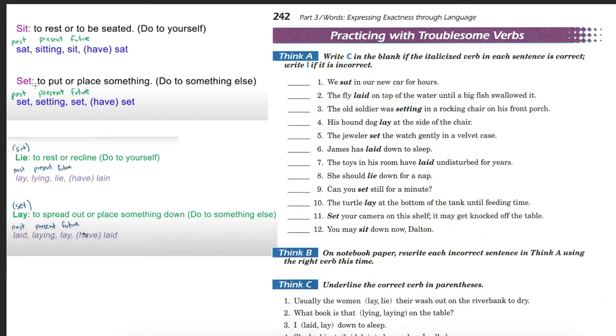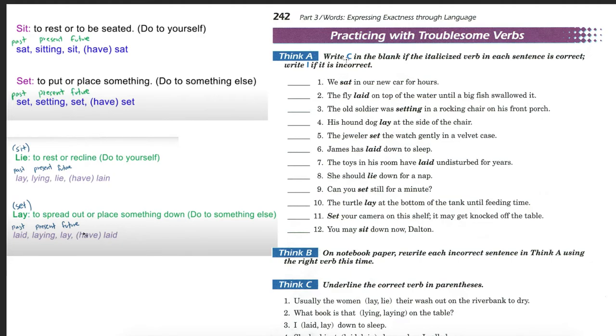Remember, for set, to put or place something due to something else. So you're setting something else down. In laying something similar, you're spreading or placing something else down, doing it to something else. So those are the big differences. All right, lie and sit, you're doing it to yourself. Set and lay, you're doing it to something else. So let's go over a couple of the problems together.